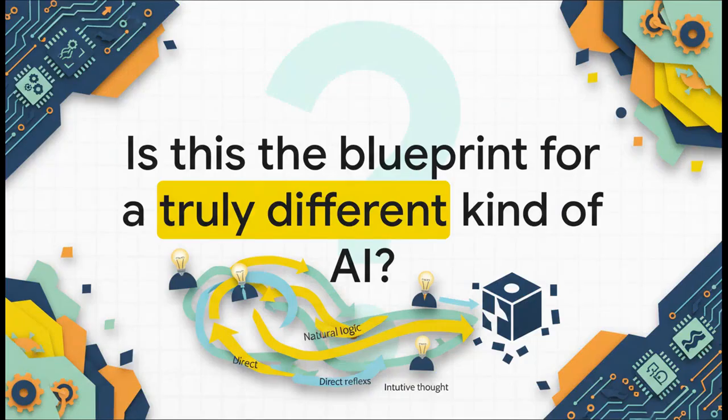Which, of course, brings us to our final big question. We have seen a system that completely rejects iterative loops in favor of direct reflexes, it rejects big data for natural logic, and it rejects standard chips for physics-based hardware. This is not just an incremental improvement on what we already have. The real question is, could this be the blueprint for a truly different, maybe even more intuitive kind of artificial intelligence?